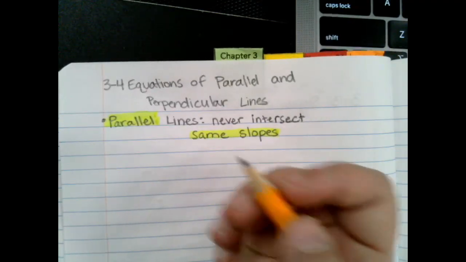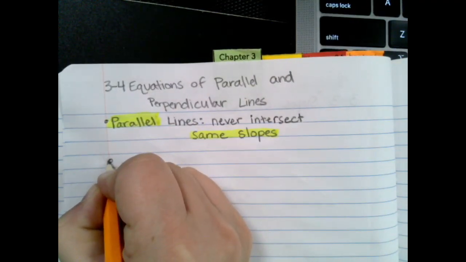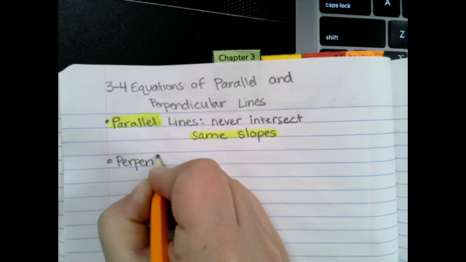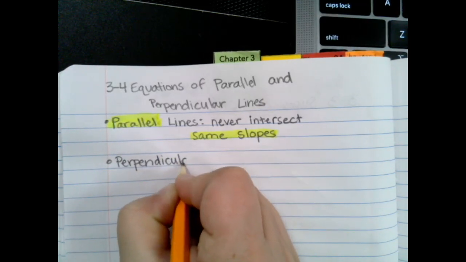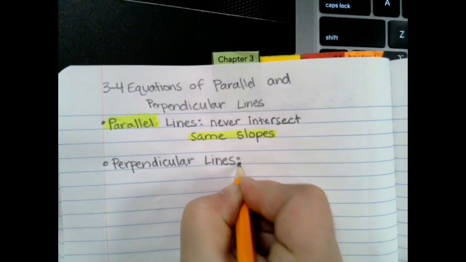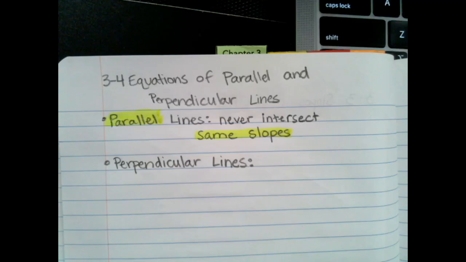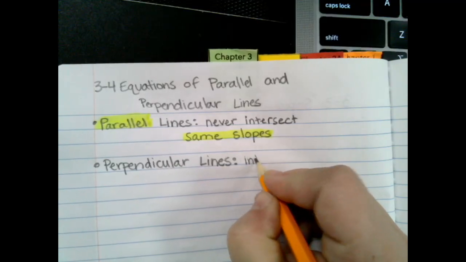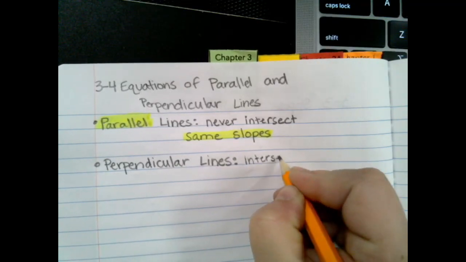Okay, then we have perpendicular lines. And what do we know about perpendicular lines? What's that definition of perpendicular? Perpendicular does mean that they do touch, they intersect, but they intersect specifically at what? 90. Good.